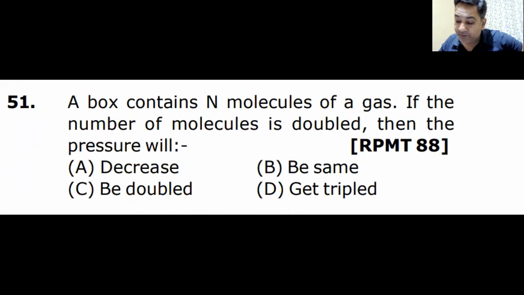Question number 51. And here it's for you. Let's see. A box contains n molecules of a gas. If the number of molecules is doubled, what happens to the pressure? And the answer is A, B, C, D, 1, 2, 3, 4. What is the answer?